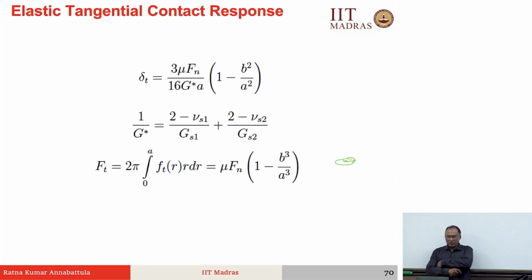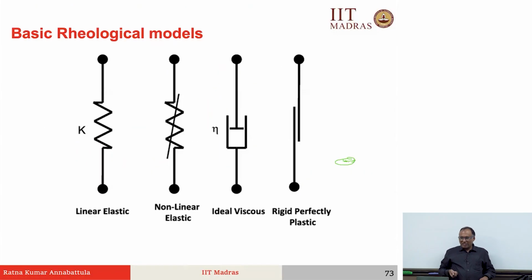Here you have tangential overlap, which is connected to elastic tangential stiffness, and from there you can calculate the tangential force. Using these relations, you will be able to compute the tangential force, which will also add as another contact force on the particle. So these are the basic rheological models: a linear spring, a non-linear spring, a viscous damper, and a rigid perfectly plastic slider.